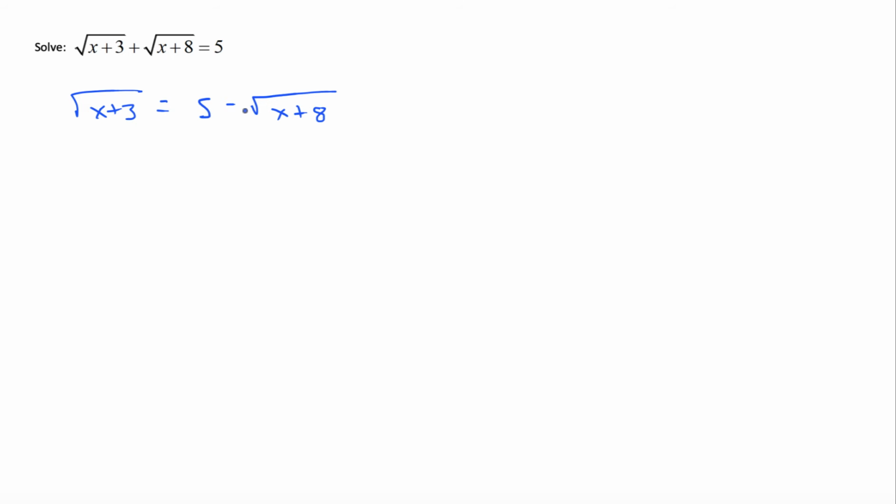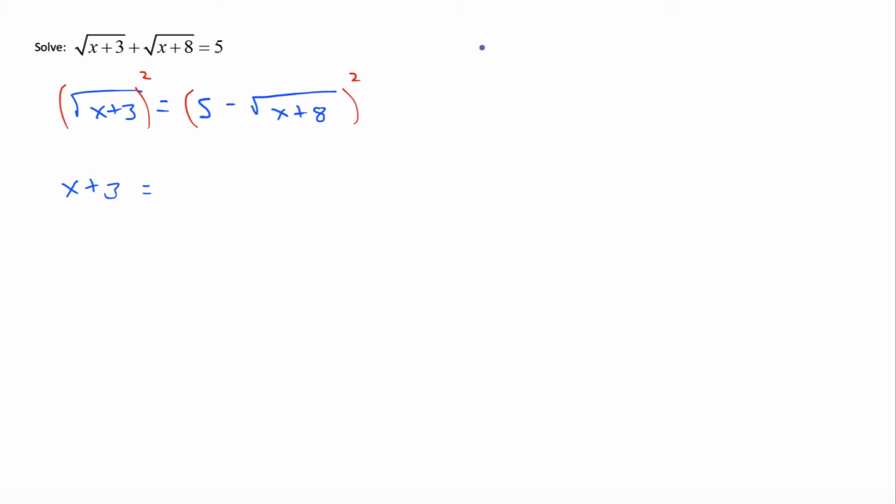Now, don't get me wrong, this radical is not isolated, but this one is. So let's go ahead and square this side, and we'll also square this side. On the left side, the radical x plus 3 squared just equals x plus 3, so that's good, we've gotten rid of that radical. Like I said, once we square this side, we're still going to end up with a radical, so we're going to have to isolate the radical again and then square both sides again.